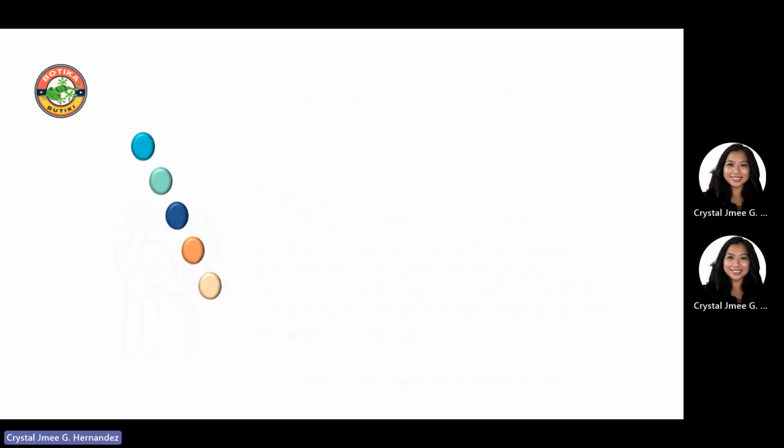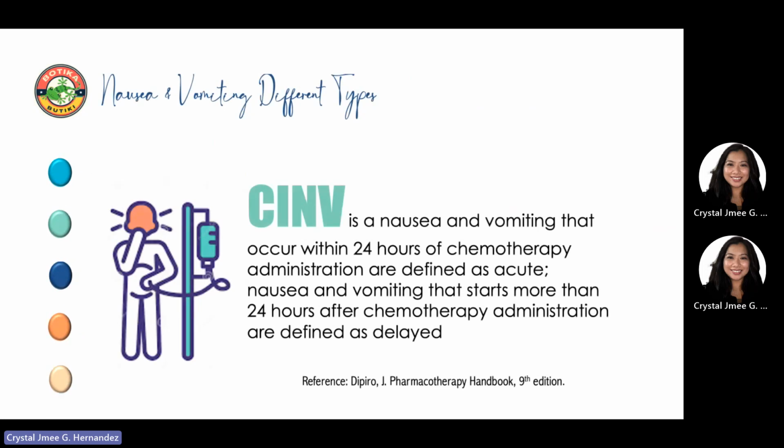So moving forward to the different types, let's start with CINV, or what we call the chemotherapy-induced nausea and vomiting. As it is, this is nausea and vomiting that occurs during chemotherapy. Now, if the occurrence is within 24 hours of chemotherapy administration, we normally term it as acute CINV. And if the nausea and vomiting starts more than 24 hours after the initial administration, it can be considered delayed.